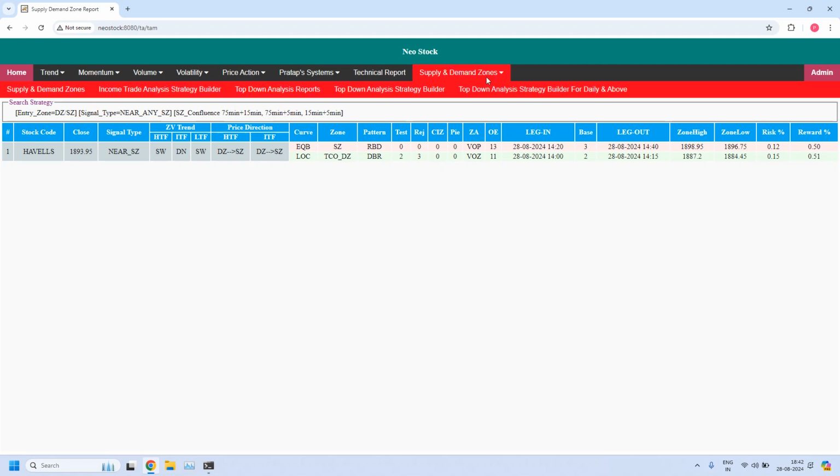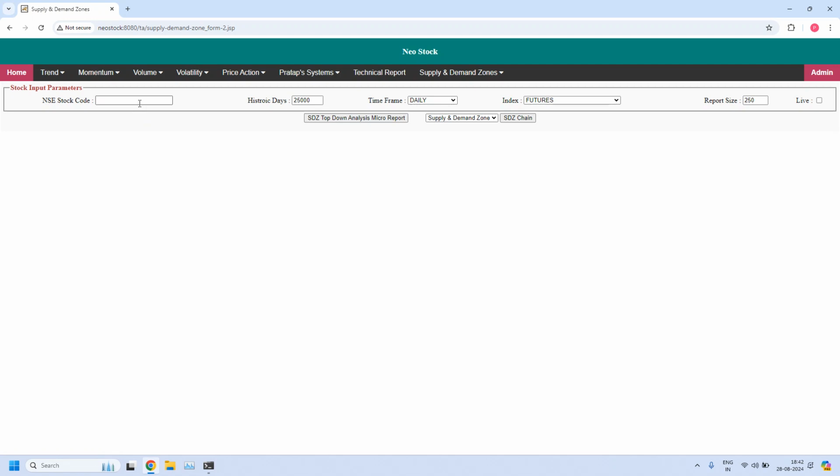Next report, let us identify NIFTY and BANKNIFTY supply demand zone chain. So let's start with NIFTY. So NIFTY 50. And let us generate the supply demand zone chain starting from monthly time frame. So I am generating a monthly supply demand zone chain for NIFTY.